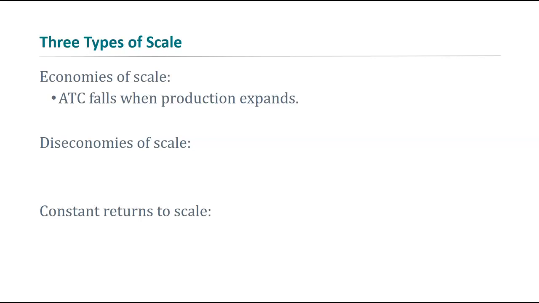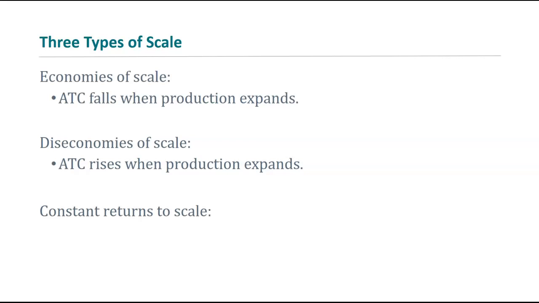With the invention of this assembly line, now two things happen. One, we're able to produce a lot more cars, so our production expands, and we're able to produce them at a lower cost per car. So our average total cost falls. This is economies of scale. We increase our production, and by increasing our production, we're actually decreasing our cost per product that's produced. That's a good thing in business.